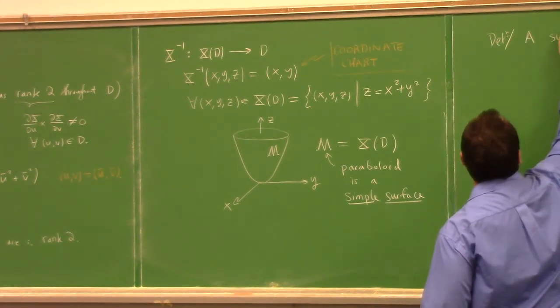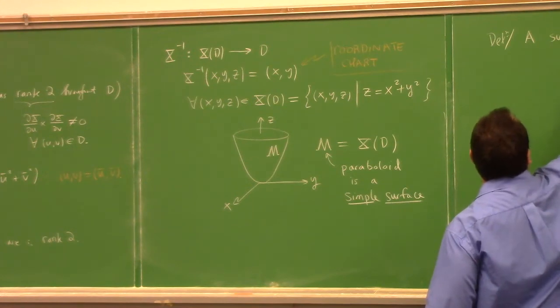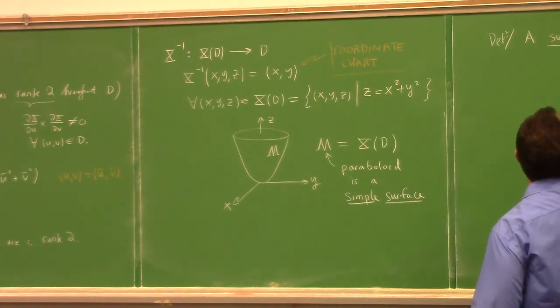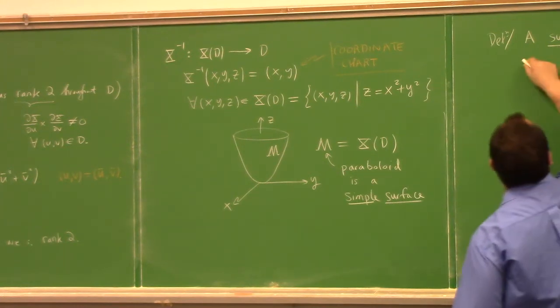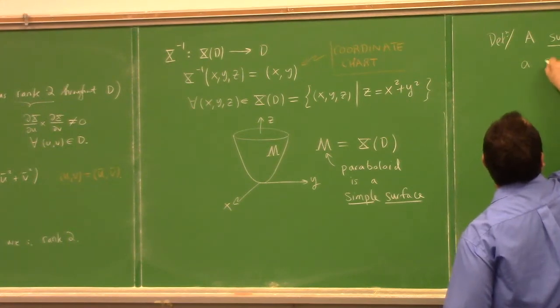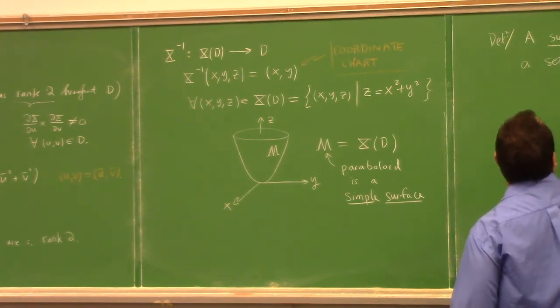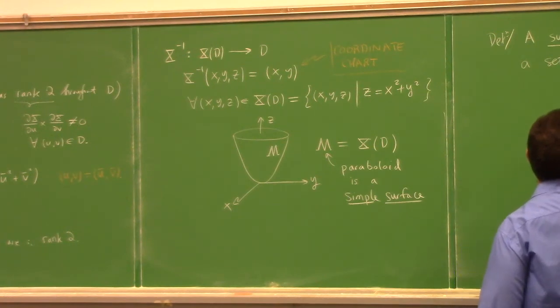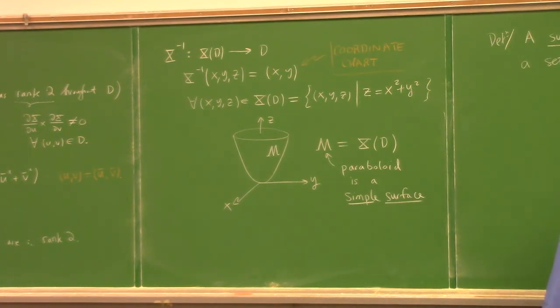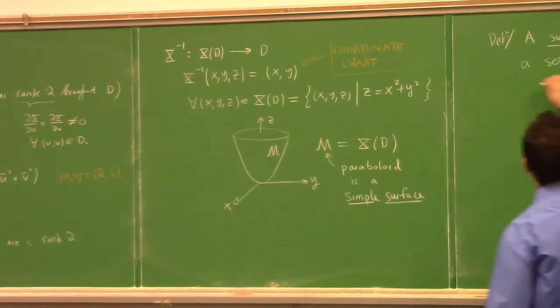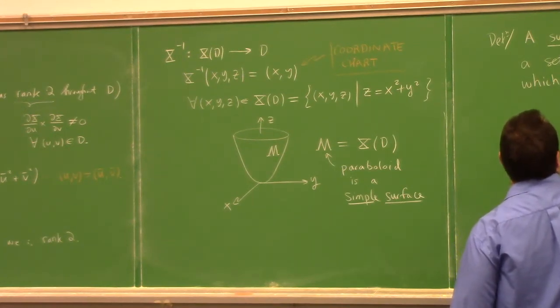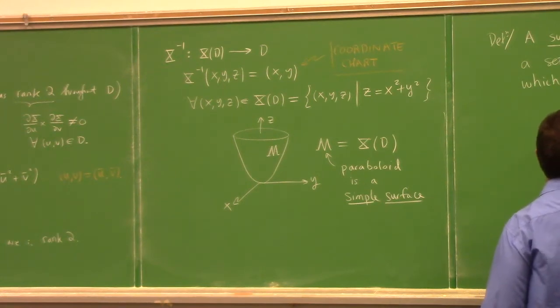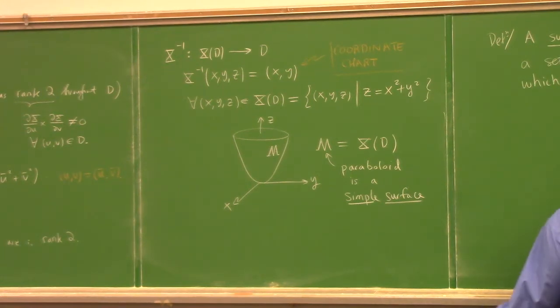A surface M, a subset of R3, let's say, is a set with a collection of patches which are compatible. And that's also known as an atlas.